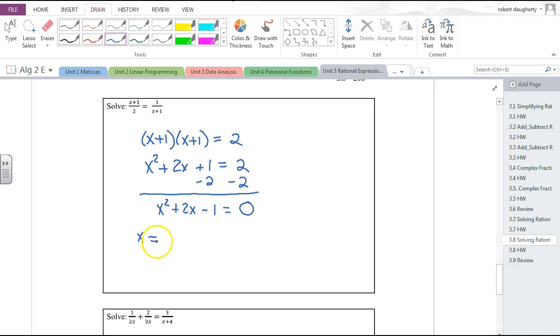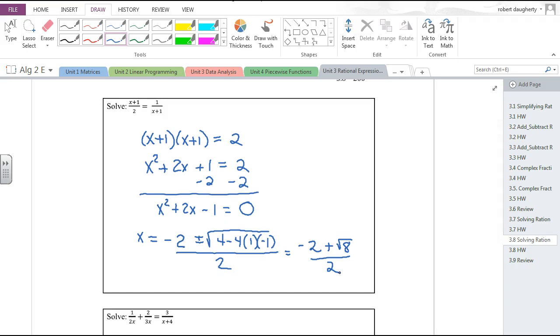So x has to equal, you know and love the quadratic formula, -b plus or minus the square root of b squared minus 4ac, over 2a. So this is -2 plus or minus the square root of, what, 4 plus 4, which is what? 8. -2 plus or minus the square root of 8, all of that over 2. How do I simplify the square root of 8? That's the square root of what? 2 times 4.